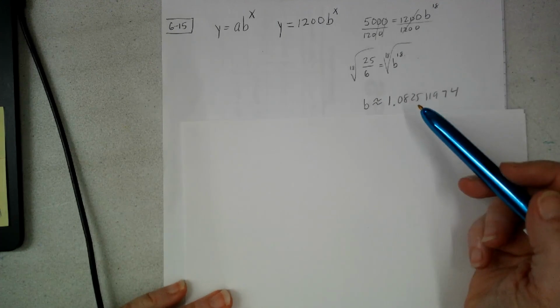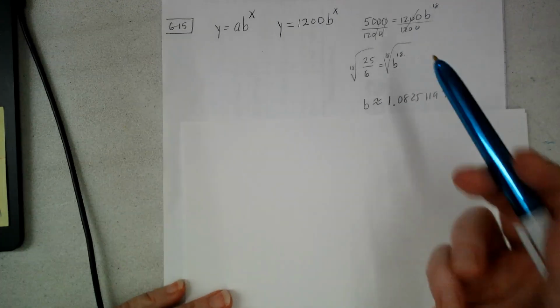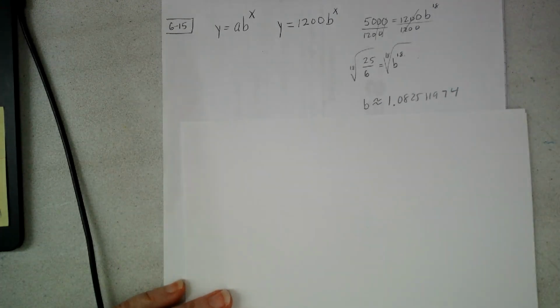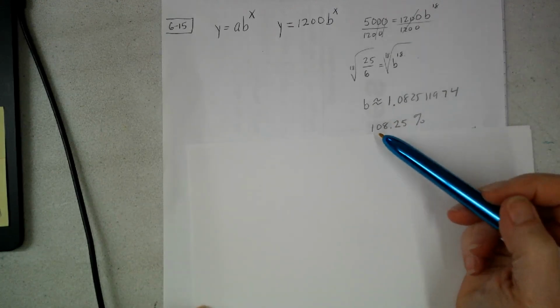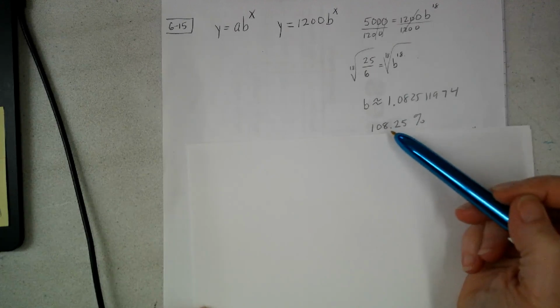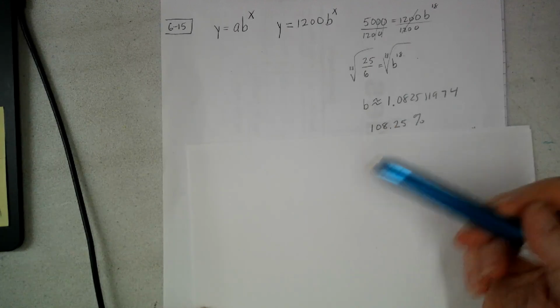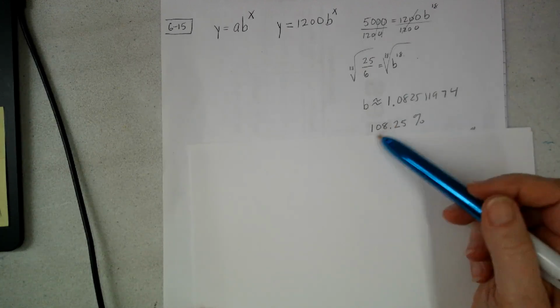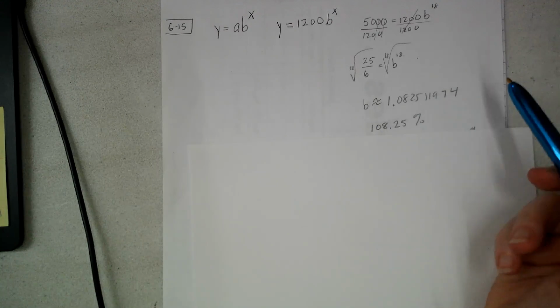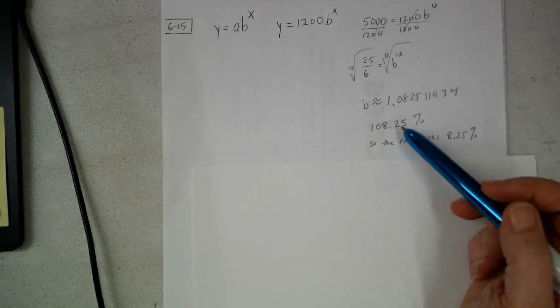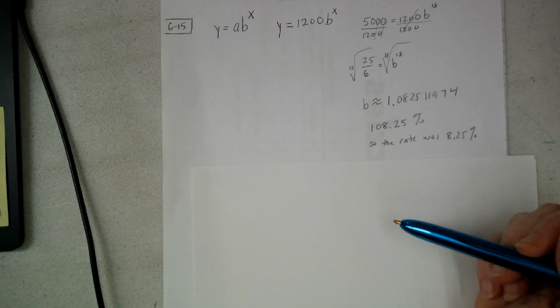But you know how we always, if something is increasing, it's earning interest or something, we always have to add 1 to it? So this is really we're taking the money and multiplying it. We have to add the 1 to it so it keeps accumulating. So this is really 108% or 108.25%. So the rate was just the 8.25%.